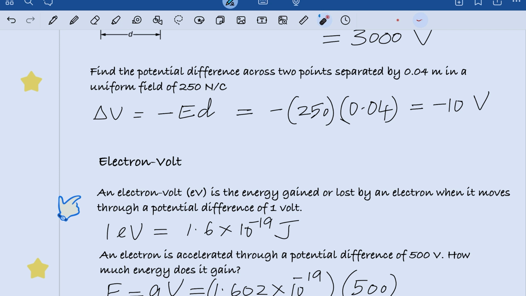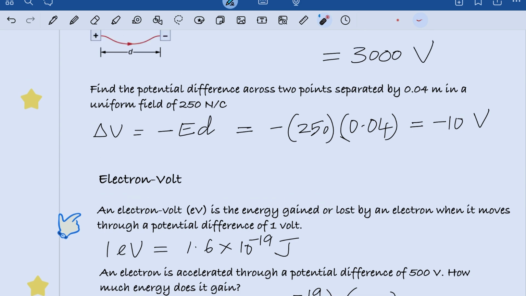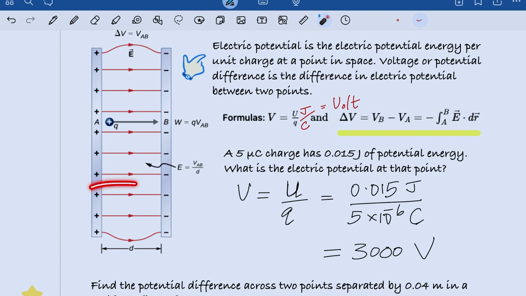And what is the electron volt? I'm glad you asked. It is the energy gained or lost by an electron when it moves through a potential difference of 1 volt. So if the potential difference between these two plates was 1 volt and you were moving an electron, let's say from here to here, you would have to do 1 electron volt of work. So the energy gained is 1 electron volt. What if you had a potential of 2 volt? Well, then you would have to do more work, and the energy gained would be 2 electron volt.